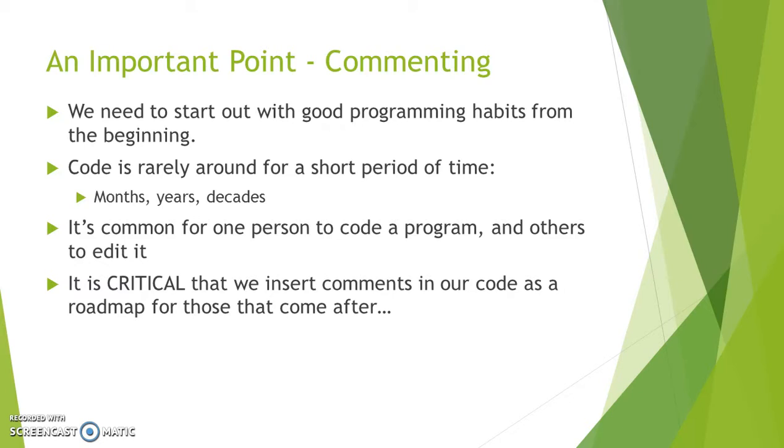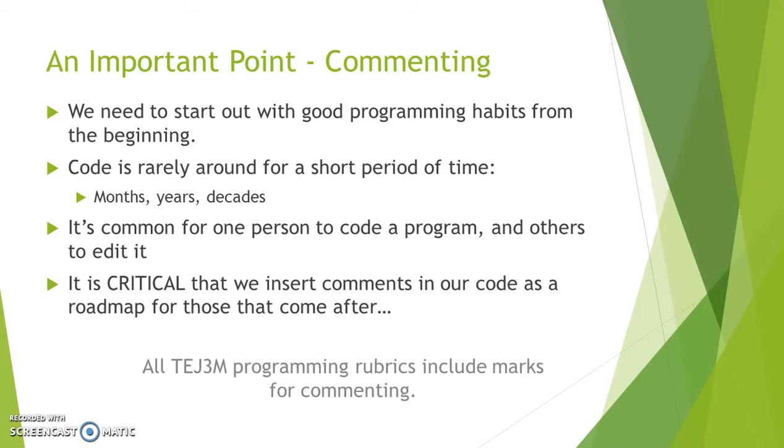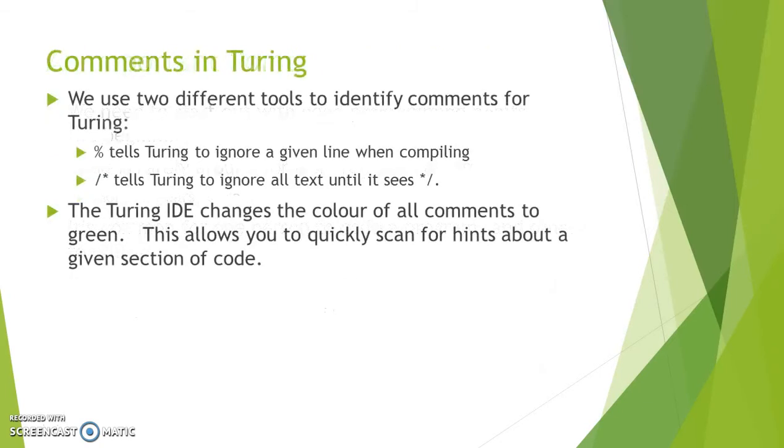So it's critical that we insert comments in our code that can provide a kind of roadmap for the people that come afterwards, whether it's us 2 years later or whether it's someone who's hired to replace us when we've gone on to become President of the United States. And in every instance where you will have code marked and evaluated, there will be marks for doing a good job of commenting. How do we do that?